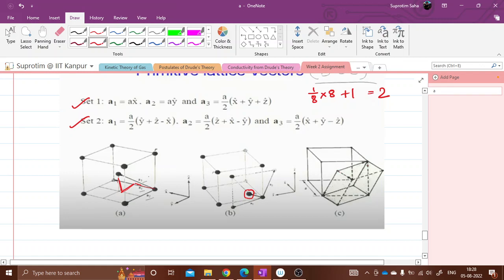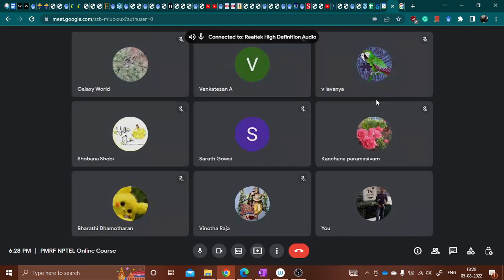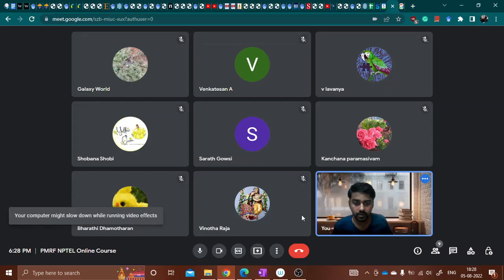By choosing this type of lattice translational vectors, you can construct what you can imagine as a primitive unit cell, and you can naturally assume that this... sorry, someone wants to enter. Okay. Okay. Sorry.